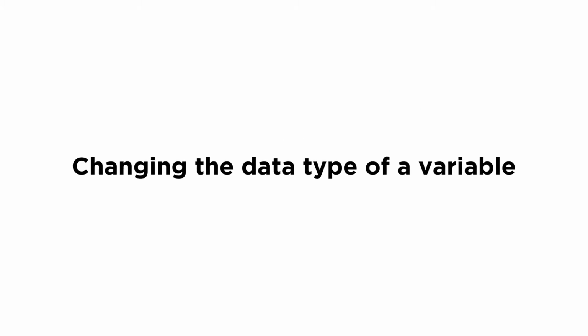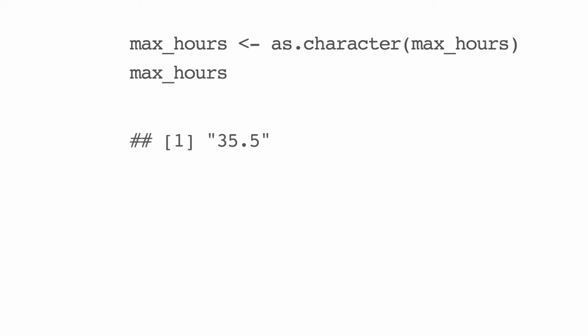Changing the data type of a variable. By default, R gives each variable a data type. This is based on the value it is assigned. Just as you can update a variable, you can change its data type. However, the value that it is assigned must be compatible with the type. For example, you can change max_hours to a character by using the as.character function and reassigning the variable to itself.